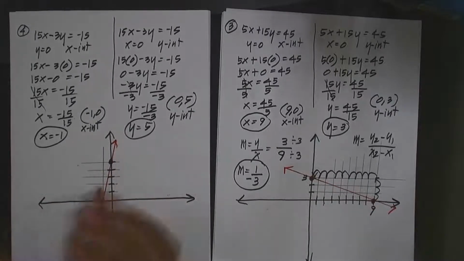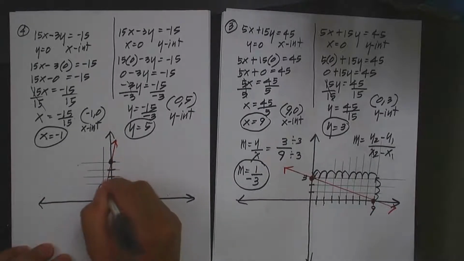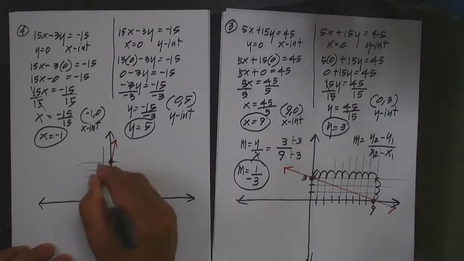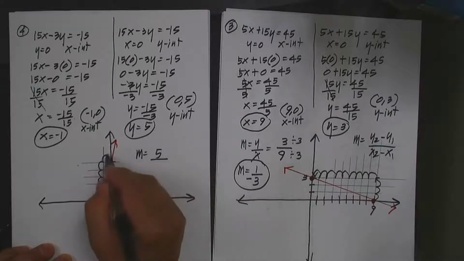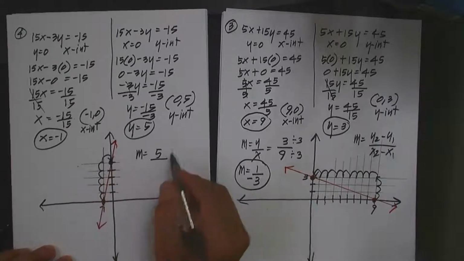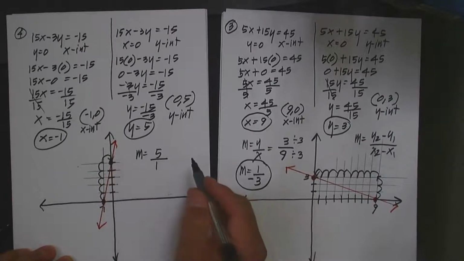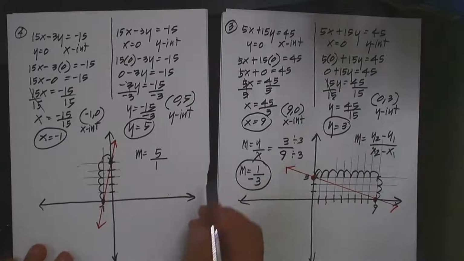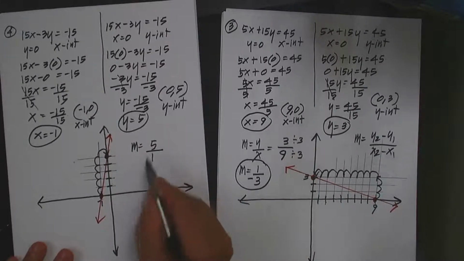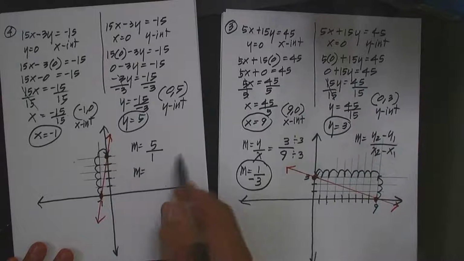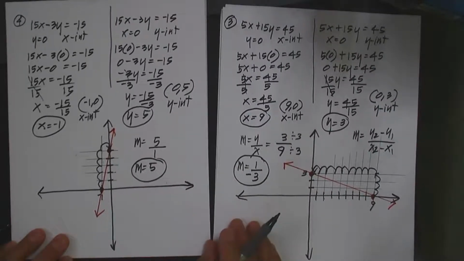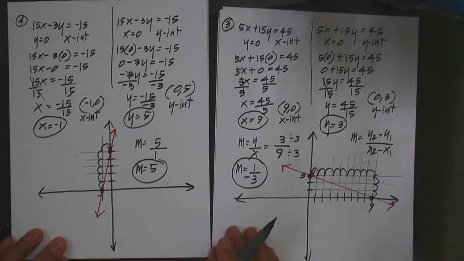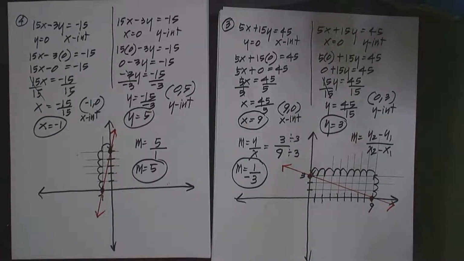So you're going to count here: 1, 2, 3, 4, 5. So your m is equal to 5 over 1, which is 5. So when you divide that, your m is equal to 5. So that is your slope, positive 5. Okay, is there any question?